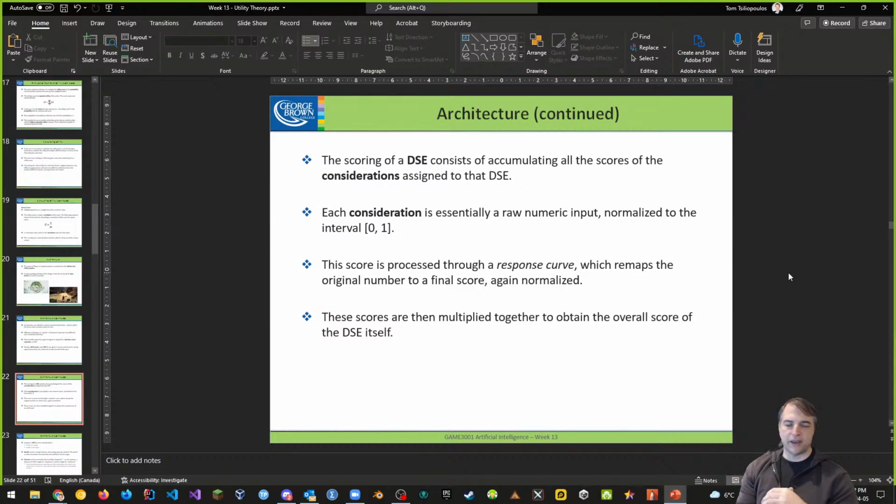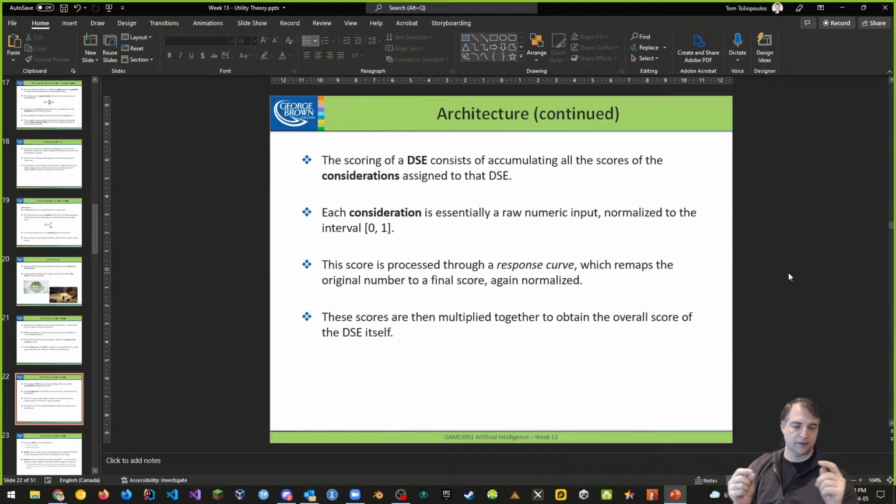So the scoring of a decision score evaluator consists of accumulating all the scores of the considerations assigned to the DSE. Each consideration, something that the AI might want to do, is essentially a raw numeric input normalized to the interval of 0 to 1. And this is what they were talking about on the GDC Vault, if you want to take a look at that. That score is processed through some kind of response curve, whether it's a linear curve or whatever it's going to be, which remaps the original number to a final score, which is again normalized.